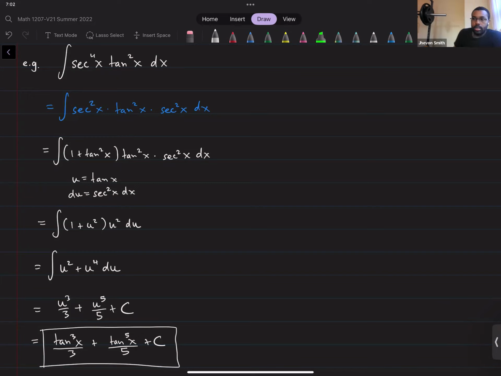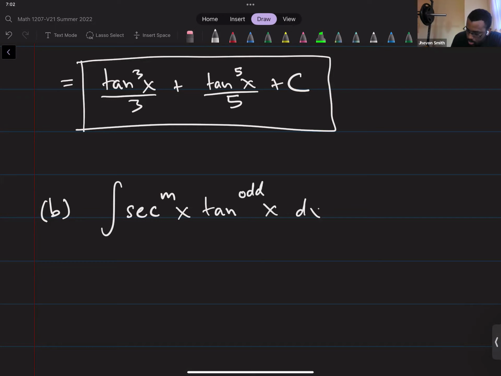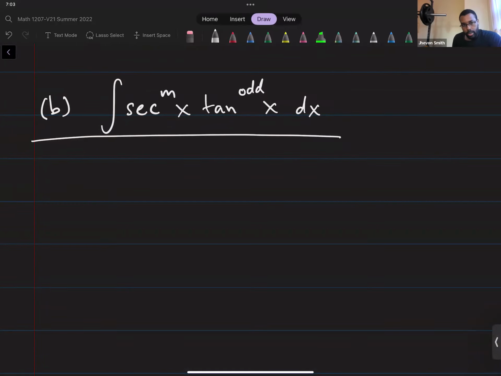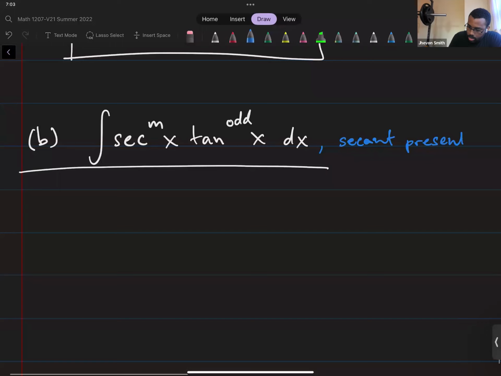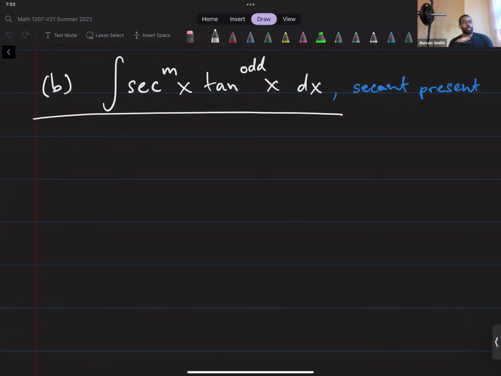Let's go to case B. You have secant to some power, but your tangent is to an odd power. So we're kind of going to play the same game here. We want to put ourselves in a situation that's advantageous for something like a substitution or some other method to take effect. And in this case, when the power of tangent is odd, it turns out the better thing to aim for, generally speaking, is going to be to save a factor of secant x times tangent x.